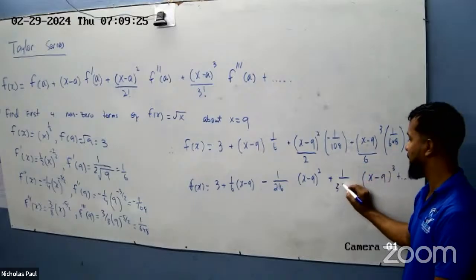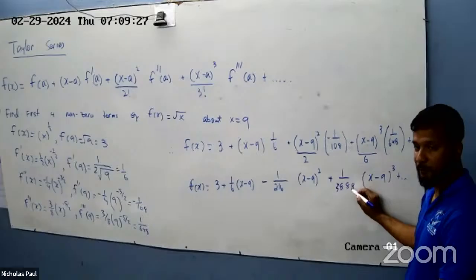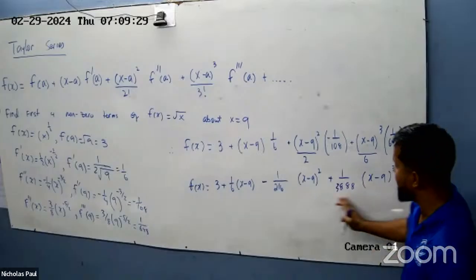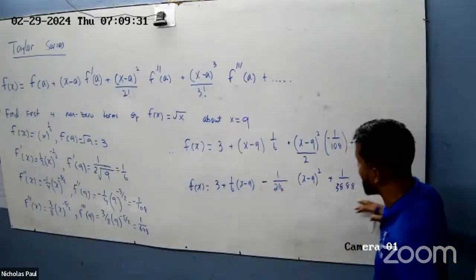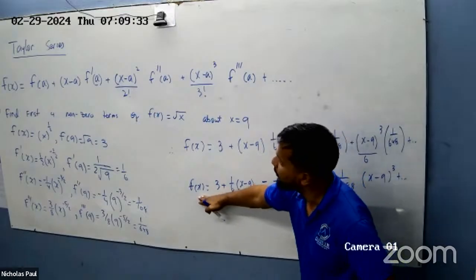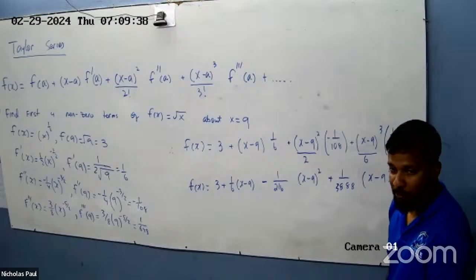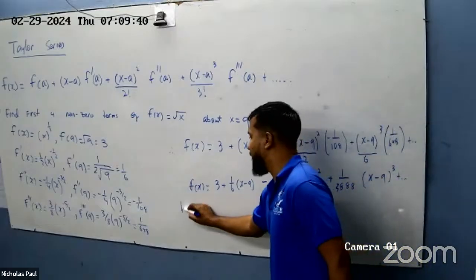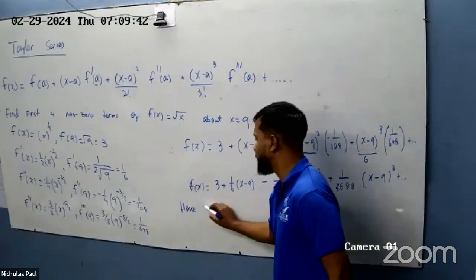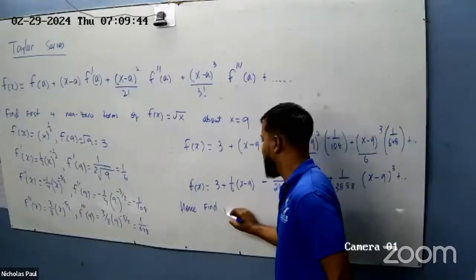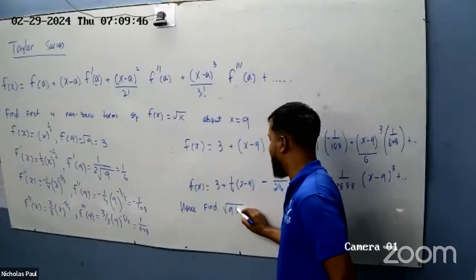3, 8, 8, 8. That's it. So that's your first 4 non-zero terms. This is your expansion for the root of x about 9. All right. If I ask you now to find the square root of 9.5, what will you do?